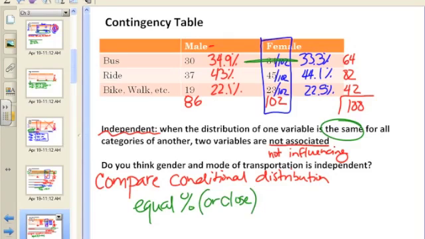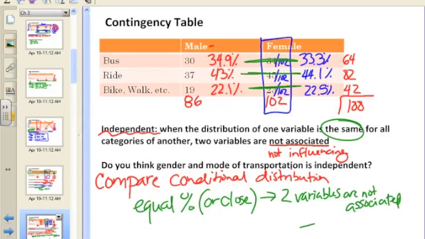If we look at getting a ride to school, there's 43% of boys that get a ride, 44.1% of girls that get a ride. That is pretty darn close. Look at this last one, 22.1% and 22.5%. That is pretty darn close. So when they're the same, that tells me my two variables are not associated. Another word for not associated is independent. So what I've discovered here is that my two variables are, yes, independent.